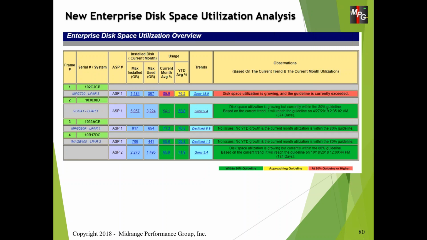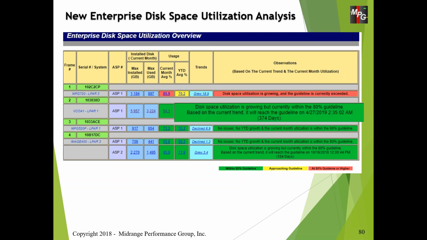So just the report, you can see again, it's based on each frame. We show you the LPAR. In this example down here, there's an LPAR that's got multiple ASP. We show you the installed disk, the usage. You can see it's green, yellow, or red, depending on how close you're getting to your guideline. We show you the trends right there. And then look at this. We show you when you're exceeding your guideline. So that would be a Mayday situation, right? We got to clean up, we got to do whatever. But look at this. So this person's in the green, right?